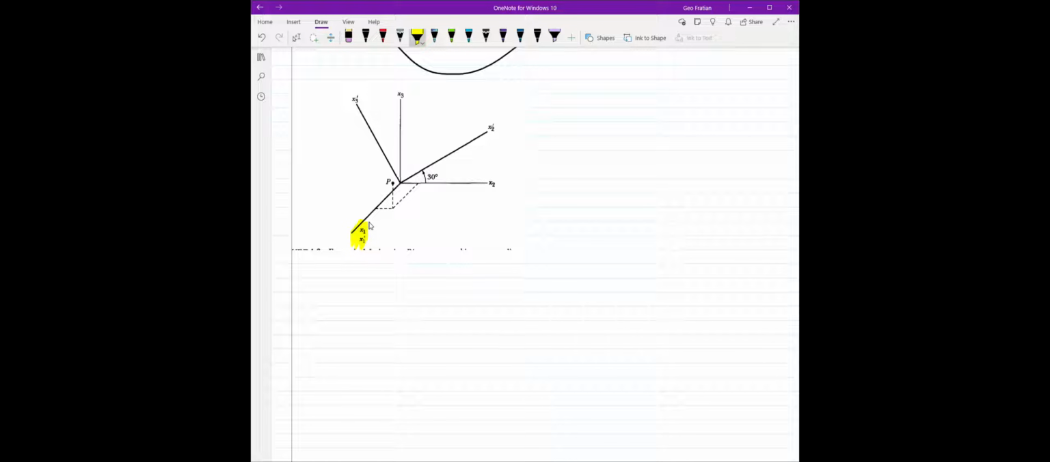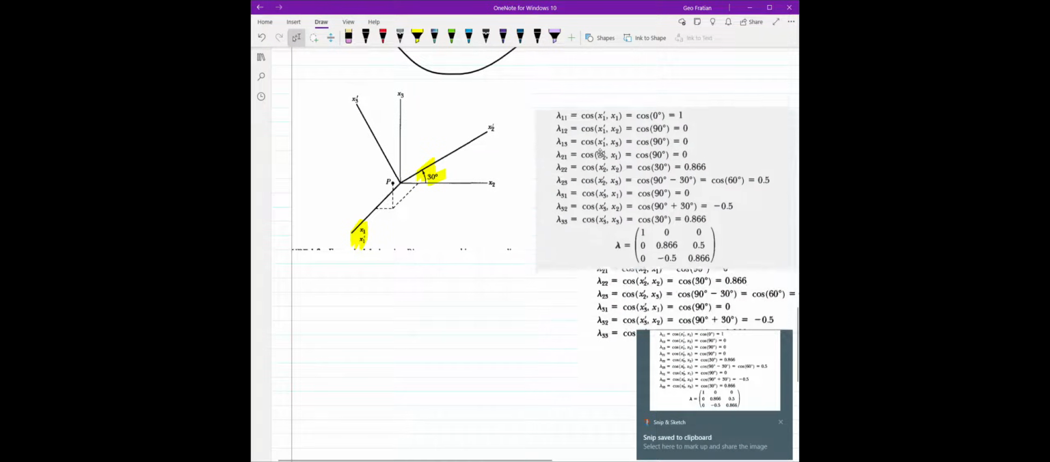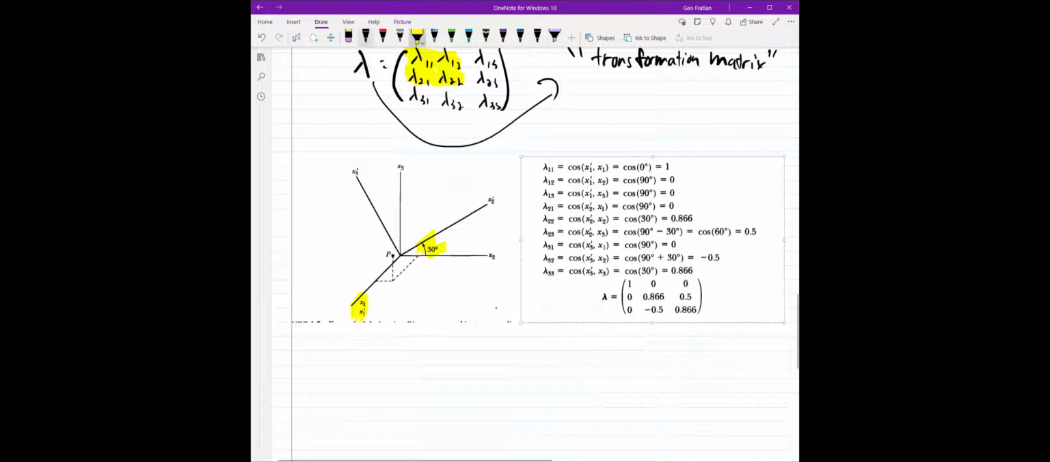Okay, x2 and x2 prime, so kind of y2 or y prime, y1 and y2. The angle is 30 degrees, and then we also have some angle here, right? So we could basically just put it into our above formulation, and we get these values.